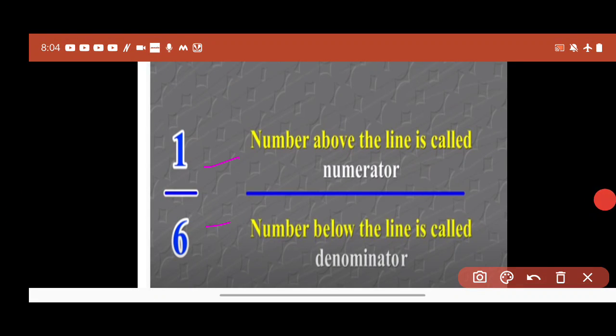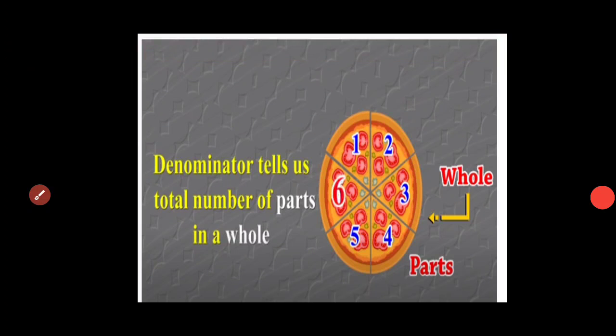1/6. Children, the number above the line is called the numerator. What do you say that as? Numerator. And the number which is below the line is called the denominator. Understand this, children. The number above the line is called the numerator, and the number below the line is called the denominator. Now, what is a numerator and a denominator?